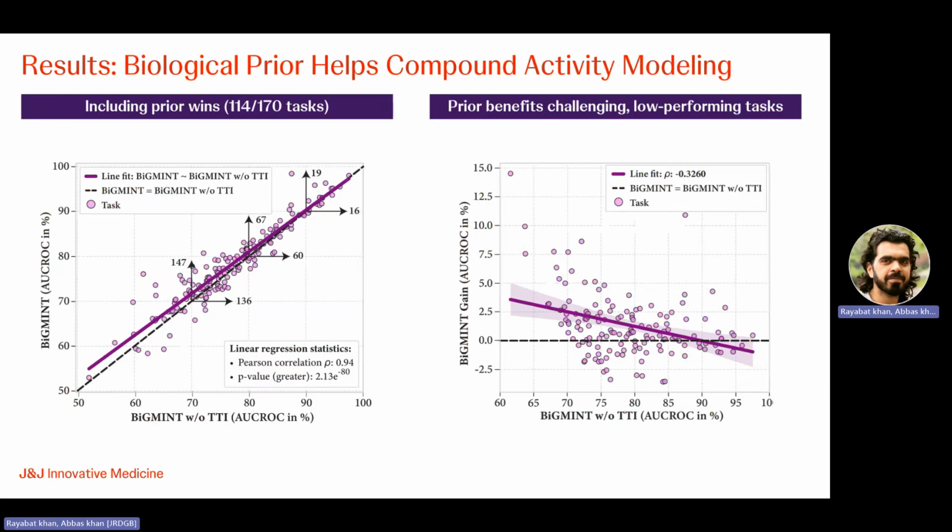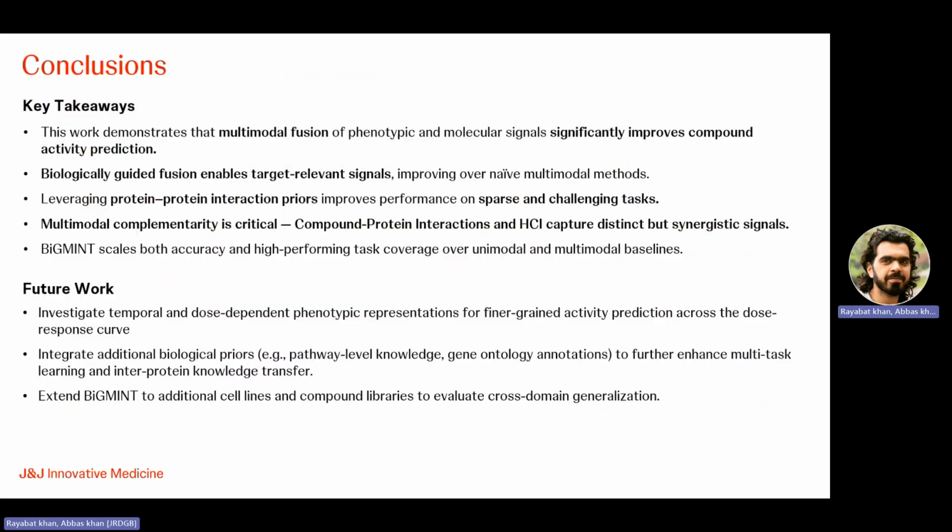Adding the PPI prior further improved performance on 114 out of 170 tasks. Crucially, the biggest gains come on the lowest performing tasks, where borrowing signal from related proteins makes the difference. The prior does not hurt strong tasks, it rescues the weak ones.